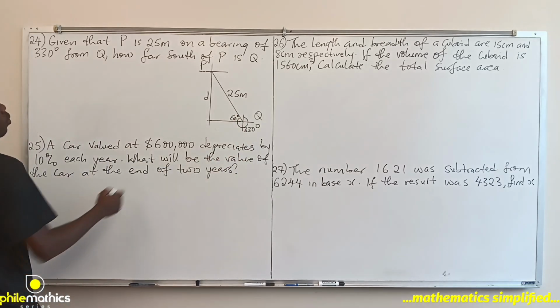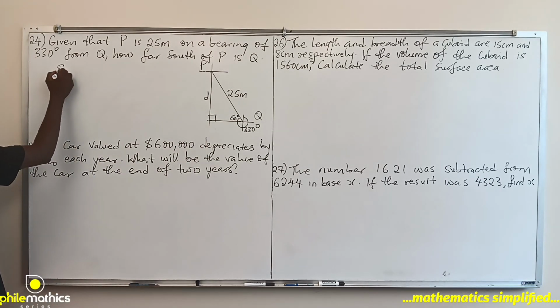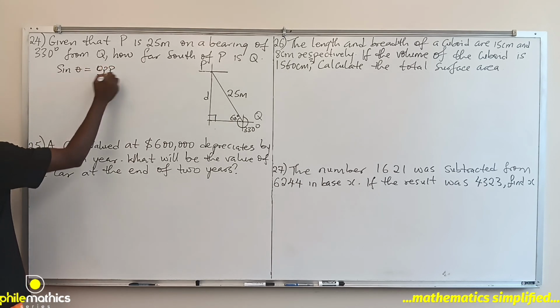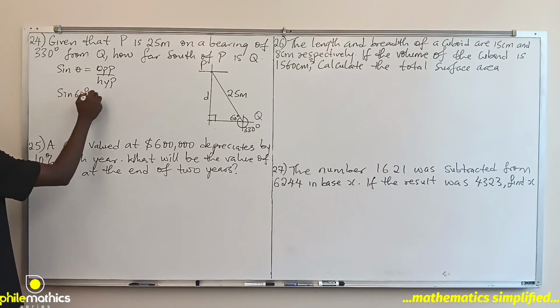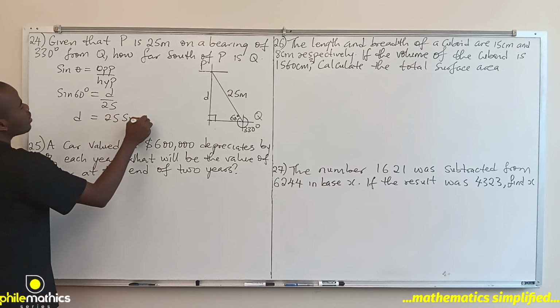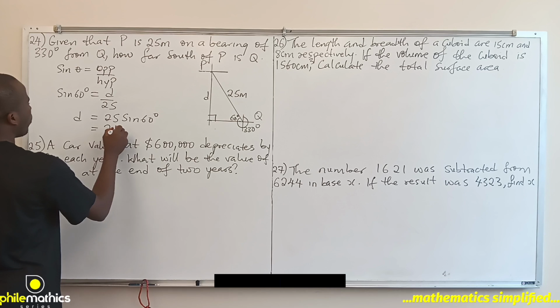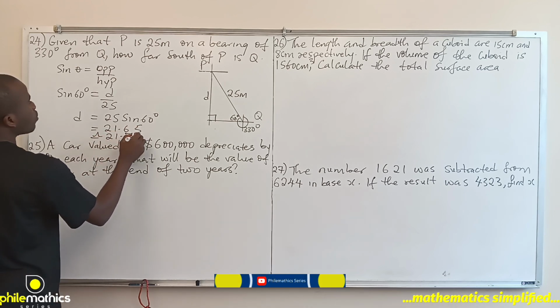And so we can find what D is by trig ratios, which is sine. We know sine theta is opposite over hypotenuse. And so sine 60 degrees will be D over 25. So D will be 25 sine 60 degrees, which is 21.65, approximately 21.7 meters.